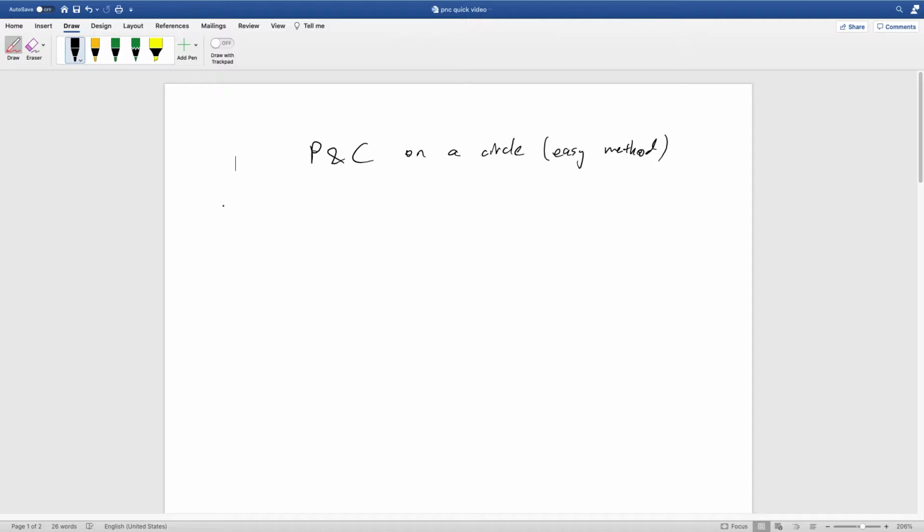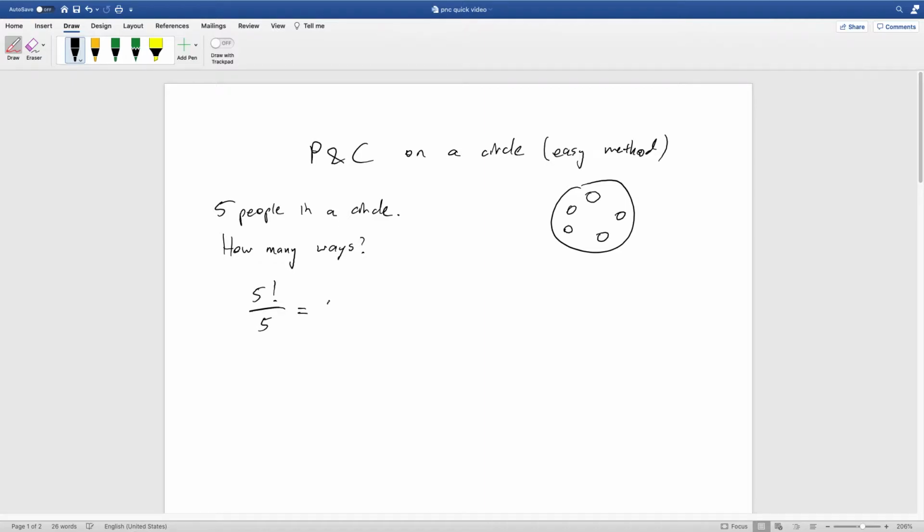We are often given the typical question of 5 people in a circle on, let's say, some seats. So we have 5 people on a circle, and how many ways are there to arrange them? The method that is taught, I believe, in school is 5 factorial over 5 equals 4 factorial. Now what is the logic behind this division?